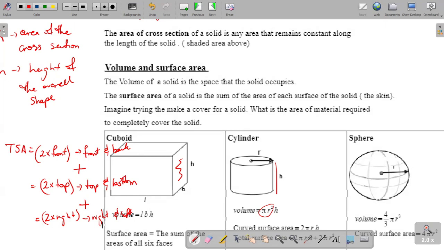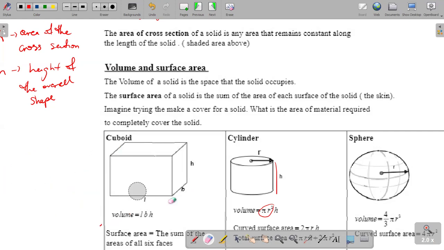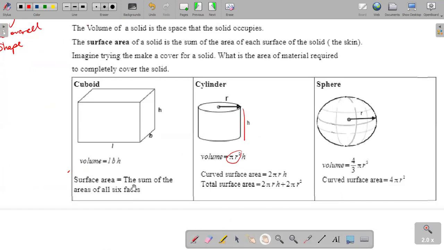When it comes to total surface area, that's easy for a cuboid, because each face is the same shape. Each face is just a rectangle. So what formula are you going to be using? You're just going to be using the length times width formula. So that's easy to find the total surface area for a cuboid: the sum of the areas of all 6 faces.